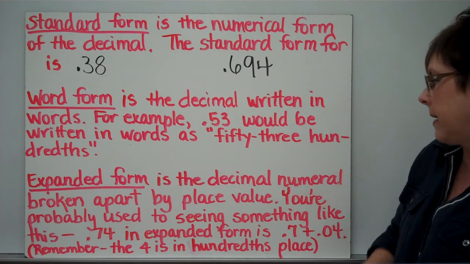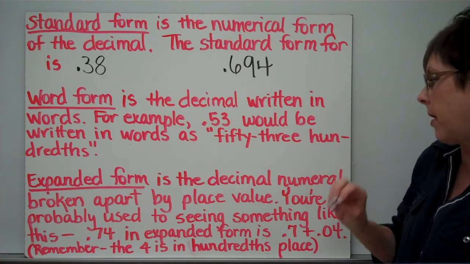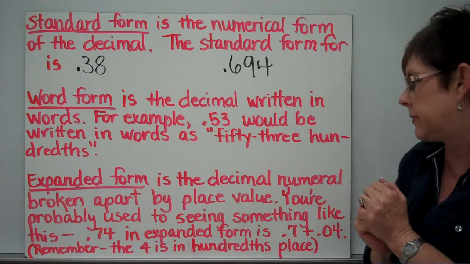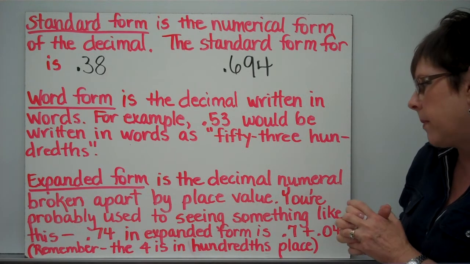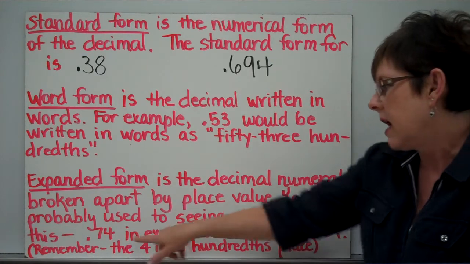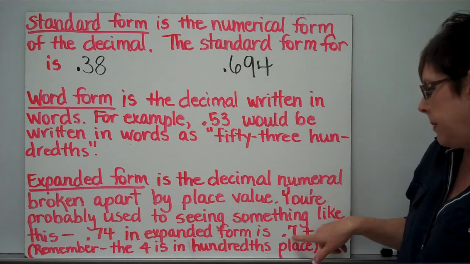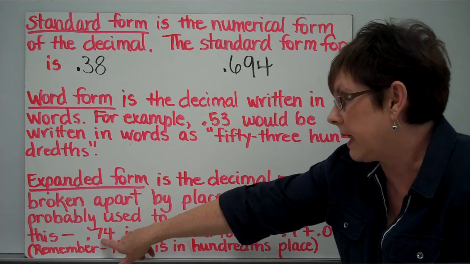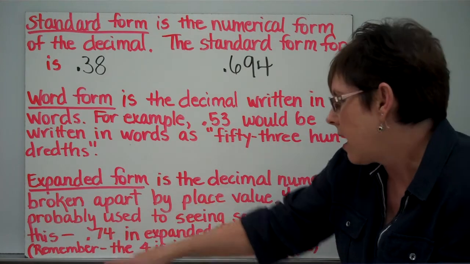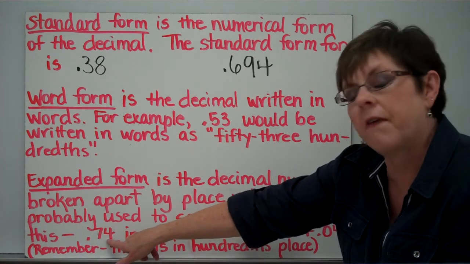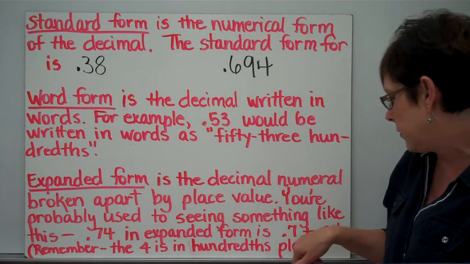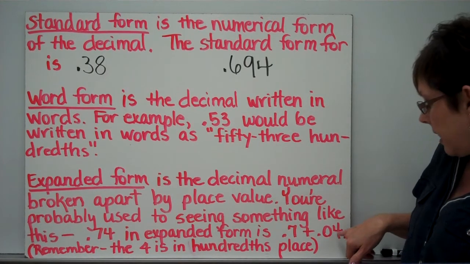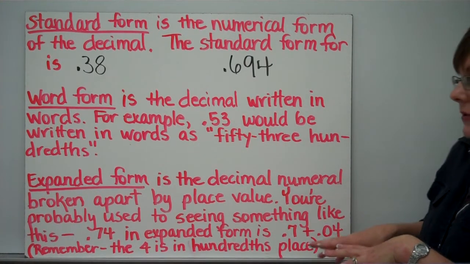Now, expanded form is the decimal numeral broken apart by place value. Same thing as the whole numbers, except now we're going to be using decimal points. You're probably used to seeing something like this. This in expanded form would be 7/10 plus 4/100, and that would equal 74/100. Remember that the 4 is in the farthest place to the right, and that's in the hundredths place, so that's why we would write decimal point 04, because the 4 is in the hundredths place.